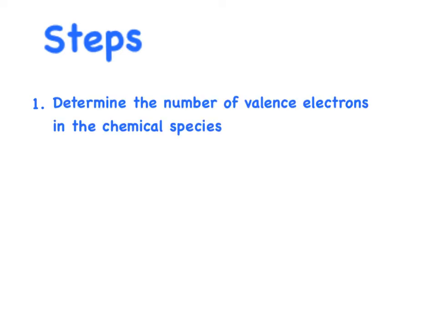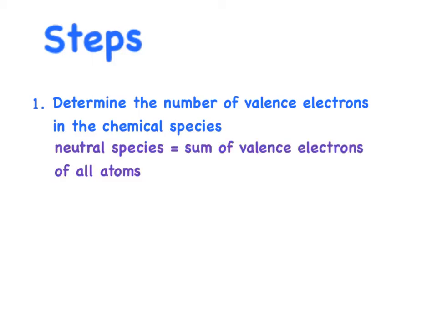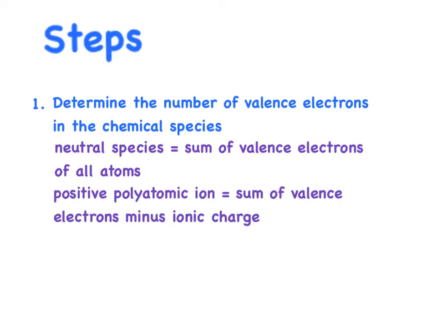The first step in writing a Lewis structure is to determine the number of valence electrons in the chemical species. For a neutral species, we'll add up the sum of all valence electrons on all of the atoms in the compound. For polyatomic ions, we have to take into consideration the charge on the polyatomic ion.